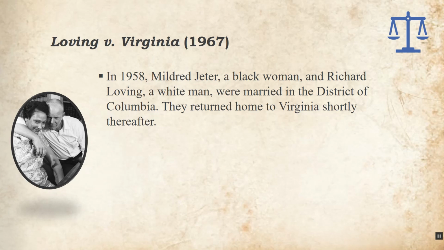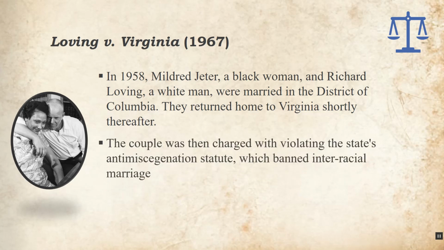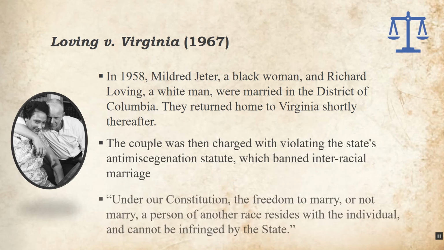But in the mid to late 1900s, we do start to make progress. In the case of Loving versus Virginia, for example, the Supreme Court is going to deal with a lawsuit in which Mildred Jeter, a black woman, and her husband, Richard Loving, go to Washington, D.C. to get married, and then return home to Virginia, where anti-miscegenation laws prohibit interracial marriage. And as a result, the two are going to be arrested and sentenced to serve jail time. They file a lawsuit claiming that this violates their rights. And the Supreme Court agrees.